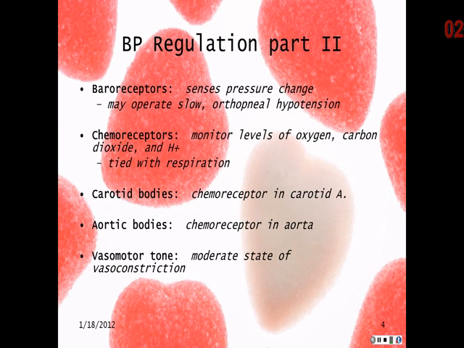The chemoreceptors monitor the levels of oxygen, carbon dioxide, and the hydrogen ion, and are closely tied in with respiration. This is monitored by the carotid and aortic bodies in the carotid artery and aorta. The vasomotor tone is at the base level of moderate state of contraction in the blood vessels. By starting with a moderate state of contraction, it allows fluctuation in either direction. One of the reasons it is thought there is so much hypertension in our society is the increased level of contraction from spending more time in a sympathetic state.